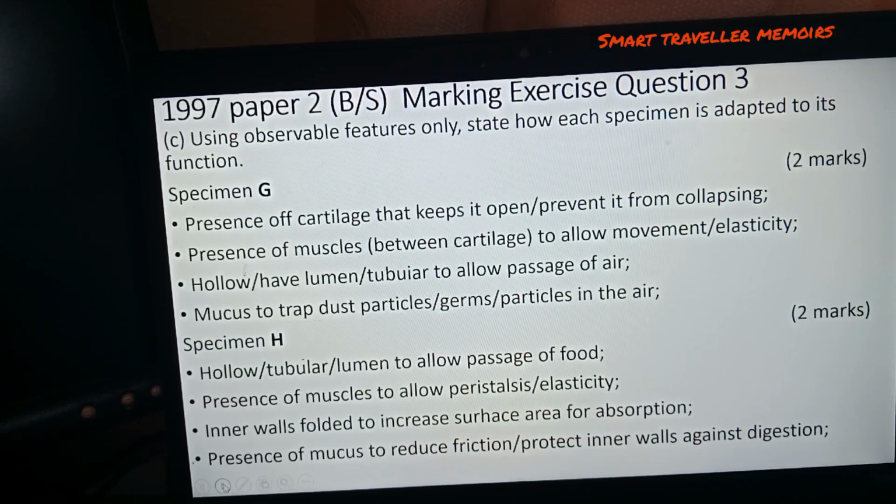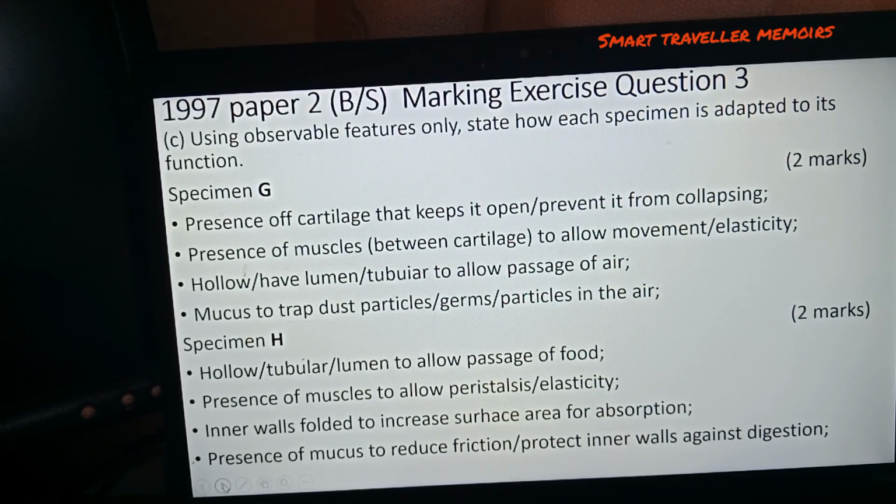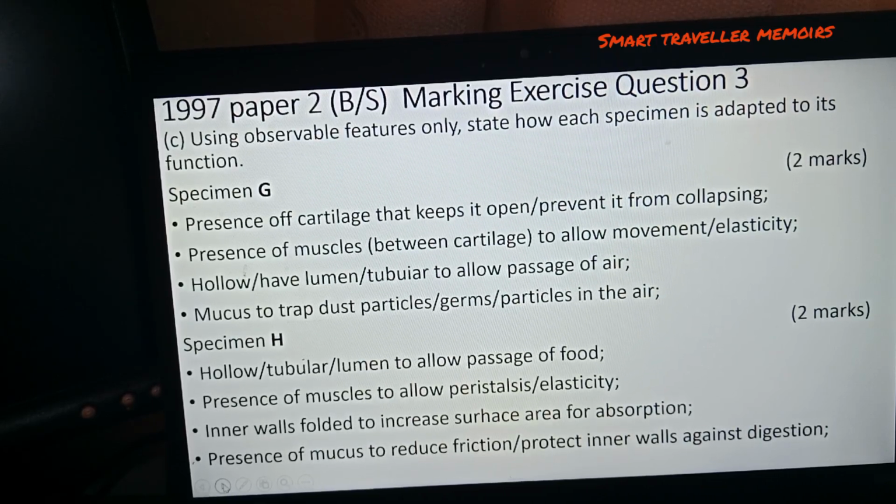Continue with C, part question 3. Using observable features only, state how each specimen is adapted to its function. Specimen G: presence of cartilage that keeps it open, prevent it from collapsing. Guys, the other time I told you when we put a stroke, it means an alternative. Presence of muscles between cartilage to allow movement or elasticity. Hollow, have lumen. Tubular, to allow passage of air. There is a spelling mistake of tubular.